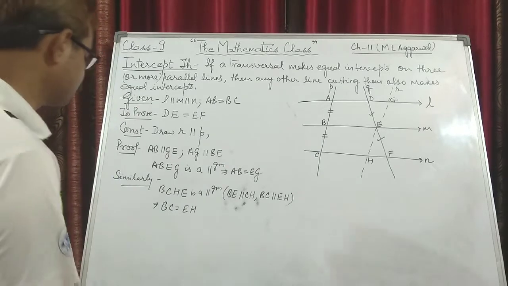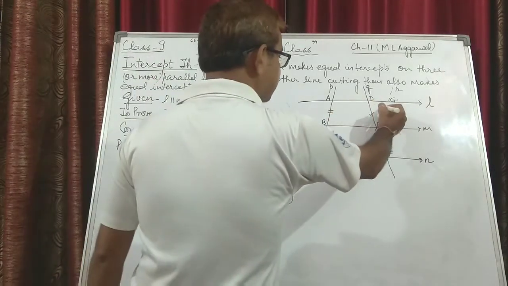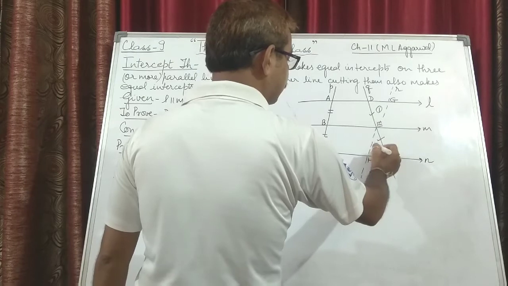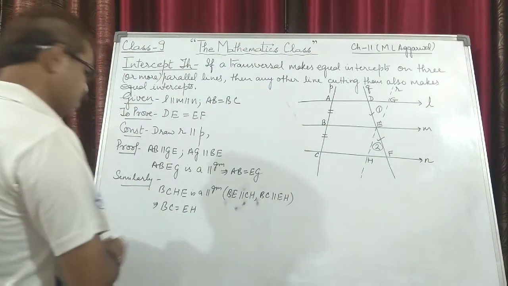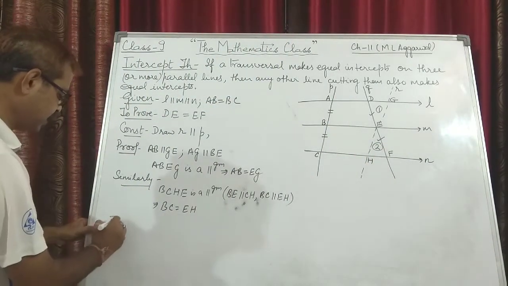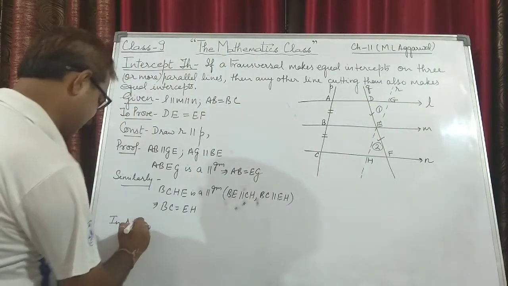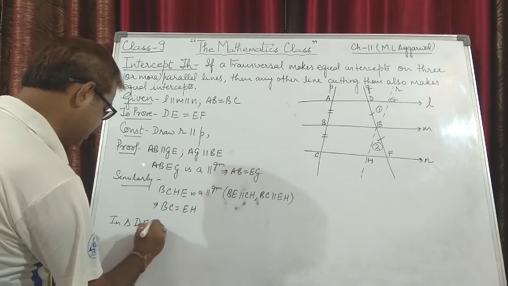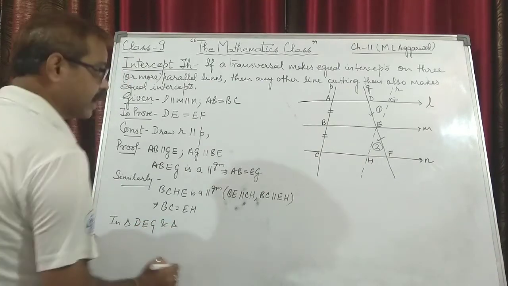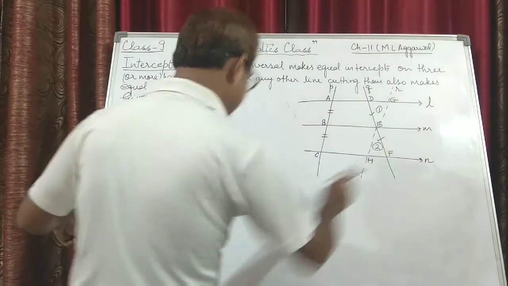Now what we are going to prove? We will prove this triangle number 1 and triangle number 2 as congruent. So we will write in triangle DEG and triangle HEF.